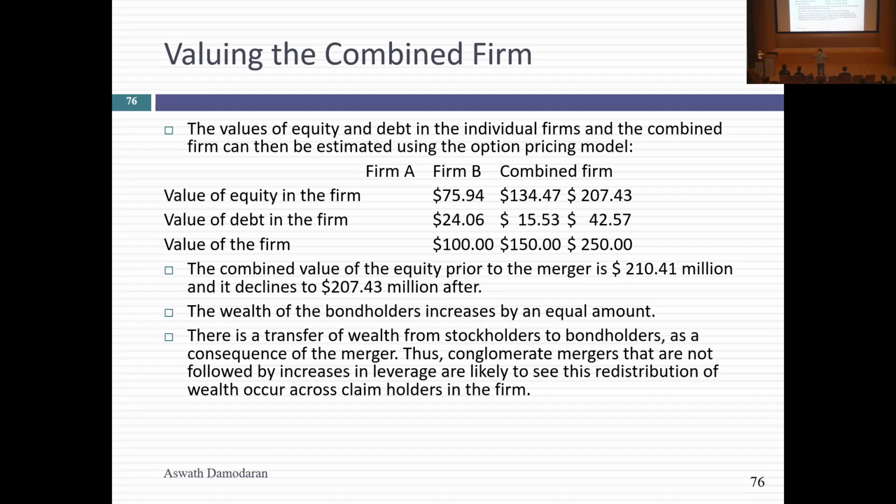Remember those lenders who lend to the individual companies based on their risk? They're waking up much happier today because they've now lent to a much safer company at the same interest rates that they lend to a risky company. There's a transfer of wealth from equity investors to lenders when you create conglomerates.